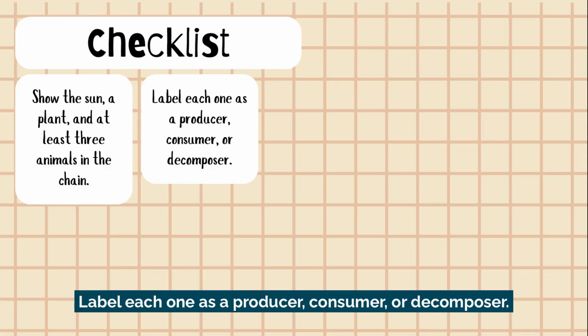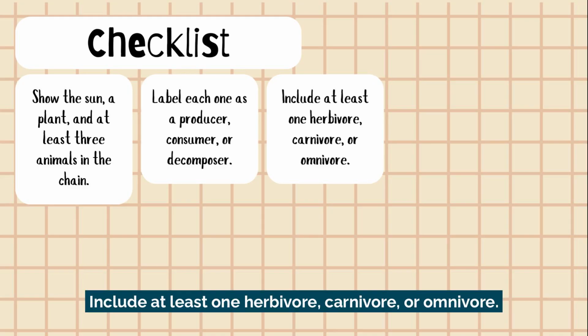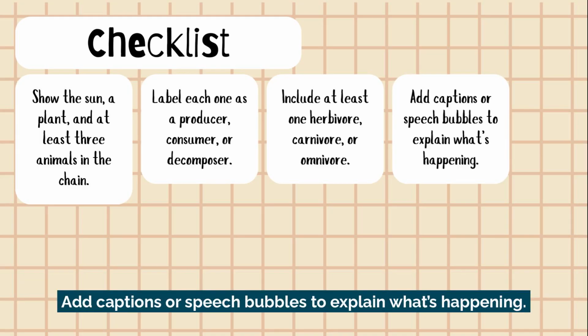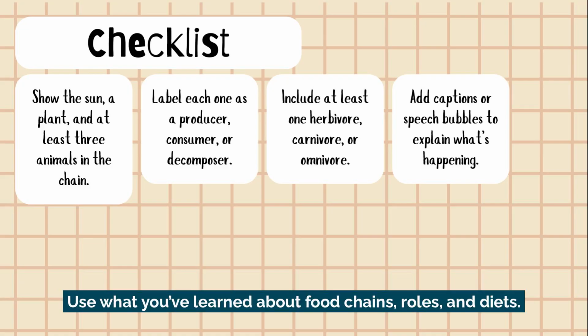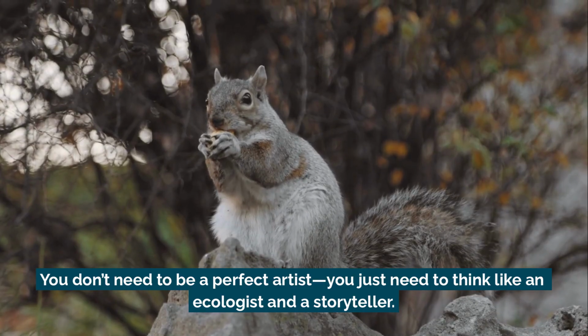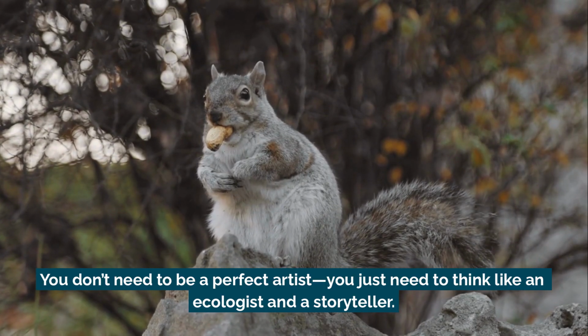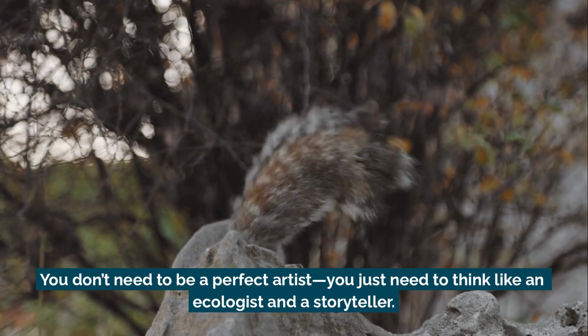Label each one as a producer, consumer, or decomposer. Include at least one herbivore, carnivore, or omnivore. Add captions or speech bubbles to explain what's happening. Be creative and accurate. Use what you've learned about food chains, roles, and diets. You don't need to be a perfect artist. You just need to think like an ecologist and a storyteller.